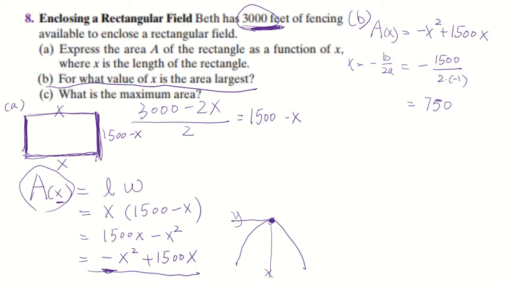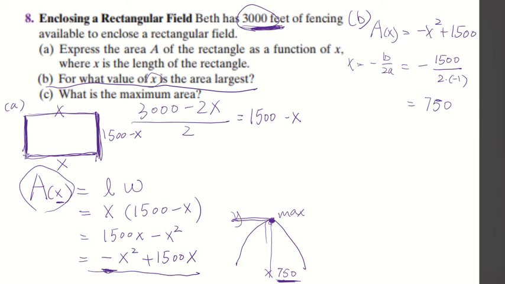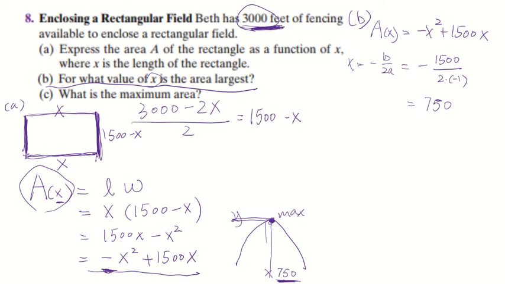Well, this answers question B. For what value of x is the area the largest? It turned out this is 750. So when x is 750, your y has a maximum value. Right. So that's the answer for B, which is 750. Now let's answer the question C.